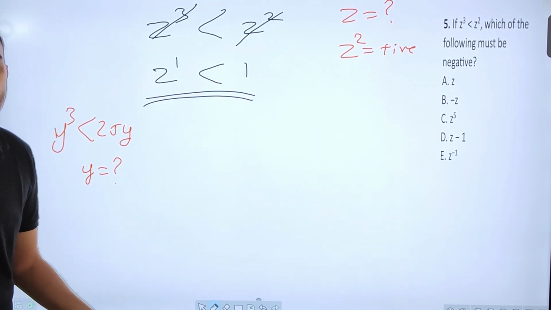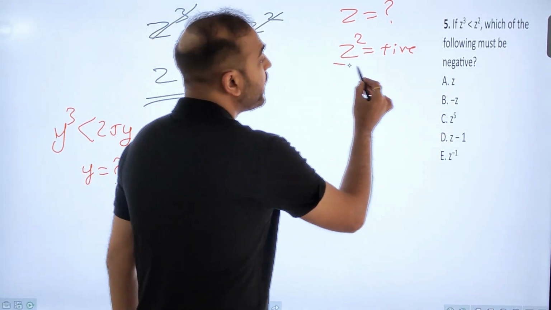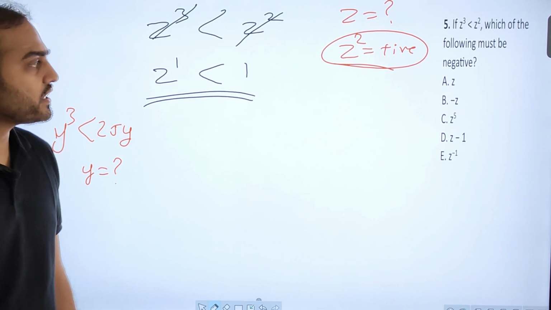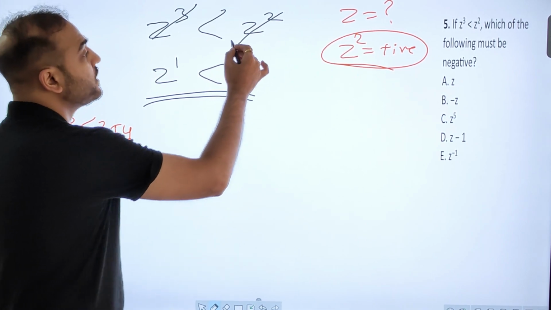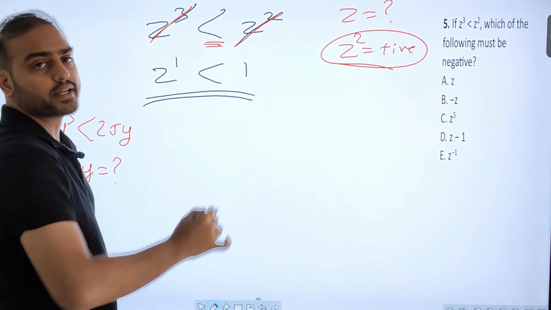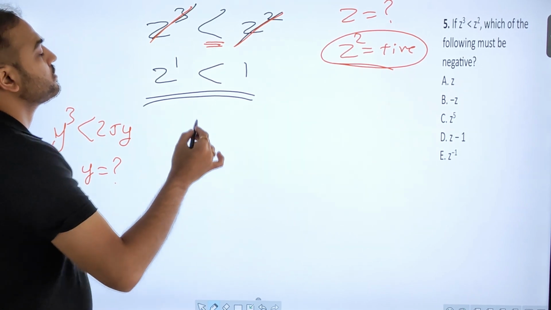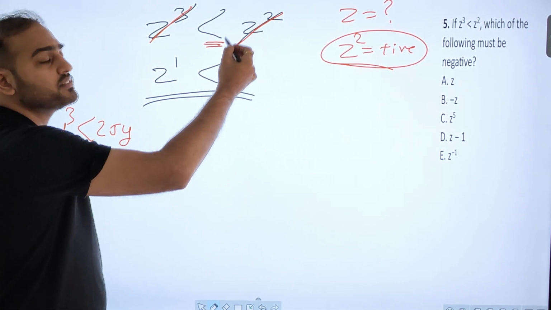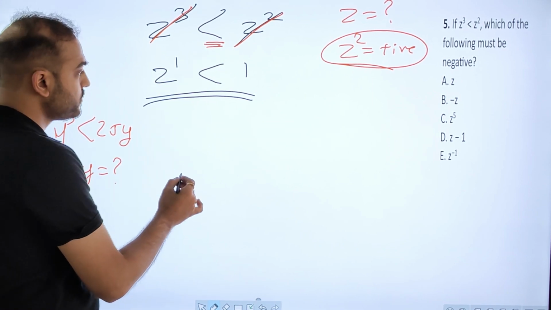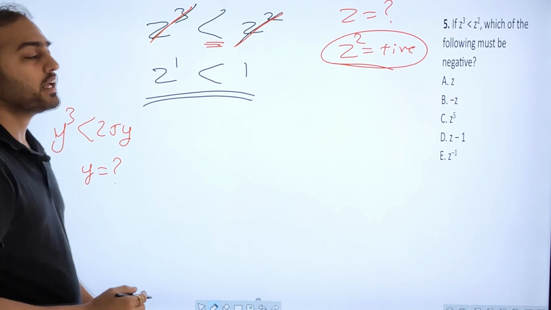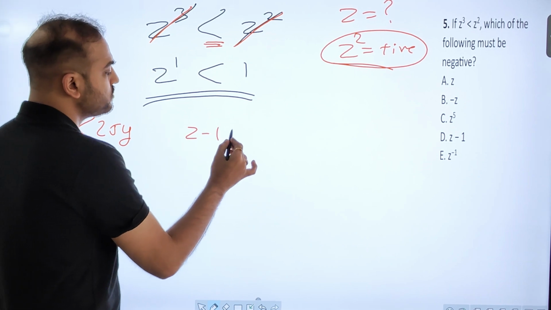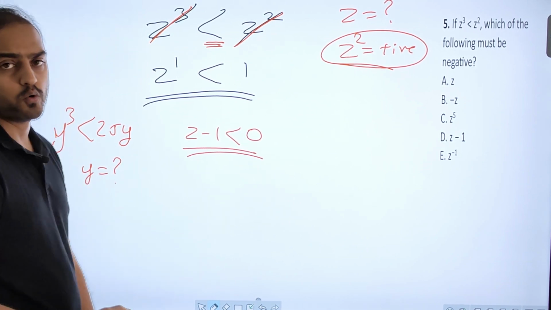Could be positive number, could be negative number. But z square is definitely positive. So I can confidently cancel z square and z square on both sides and keep the same sign. So I get to know that z is less than 1. Alright, if I get 1 on this side, I know z minus 1 is less than 0.